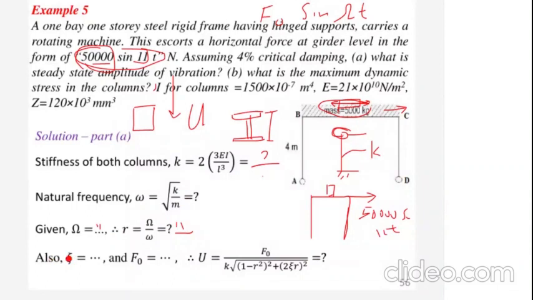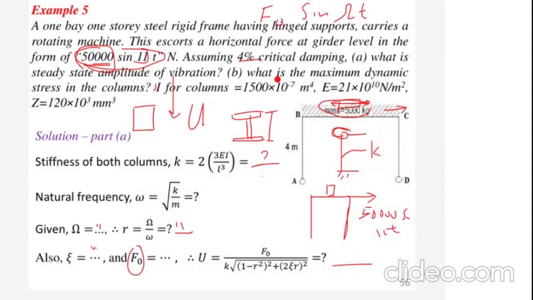Also, you have been given the damping ratio as, look here, assuming 4% critical damping. So the damping ratio is 0.04. There, and the amplitude of the forcing function F naught is equal to 5,000. Therefore, the amplitude of the steady state vibration is given by this expression. So you just need to plug in all those values you have calculated, and you are going to get that parameter. So you have to work this out to get these answers.